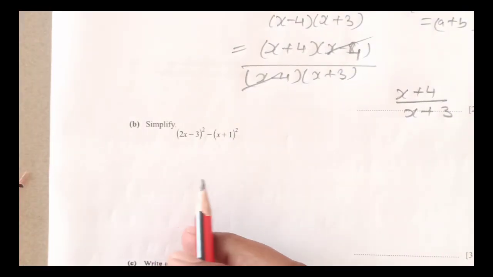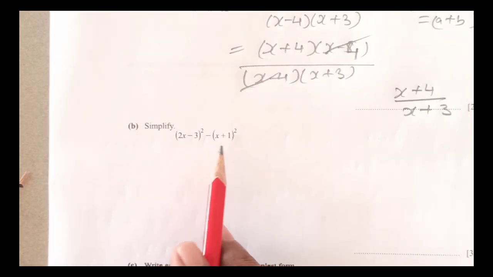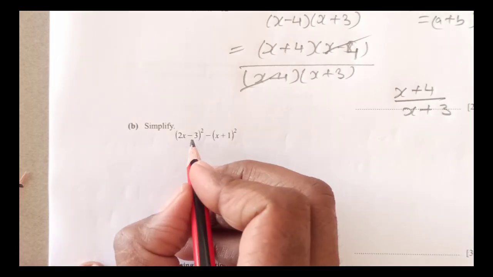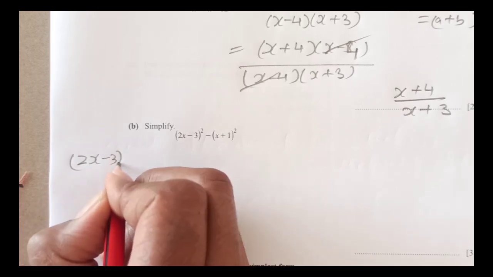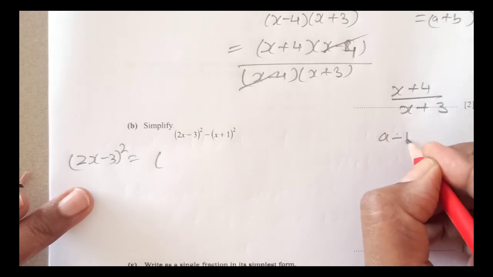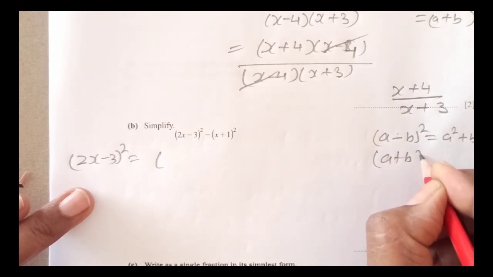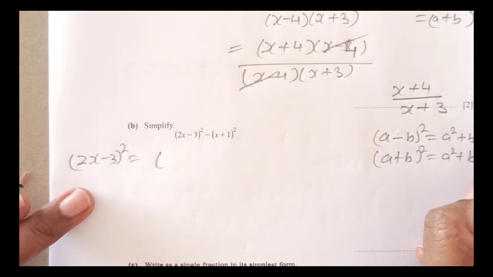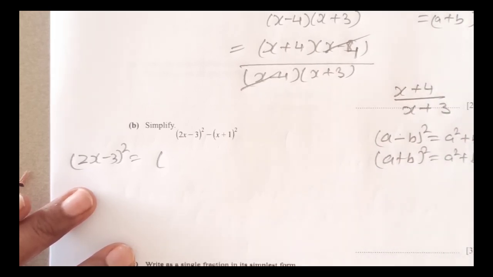Okay, now next simplify. So to simplify you're just going to open the brackets, just expand the brackets. So 2x minus 3, so I will do it one by one. 2x minus 3 squared can be written as a square. We are using formula this a minus b whole square is a square plus b square minus 2ab, and a plus b whole square is a square plus b square plus 2ab. I'm using these two formula here.